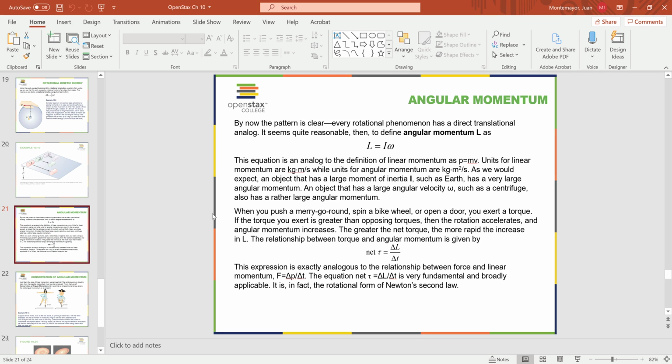This expression is exactly analogous to the relationship between force and linear momentum, which is just F equals change in momentum over change in time. The equation for net torque, change in angular momentum over change in time, is very fundamental and broadly applicable. It is, in fact, the rotational form of Newton's second law.